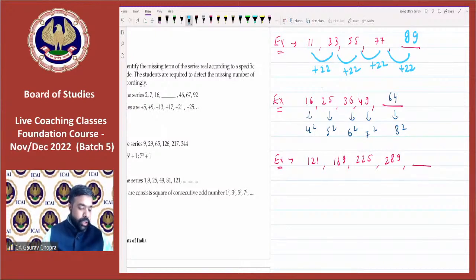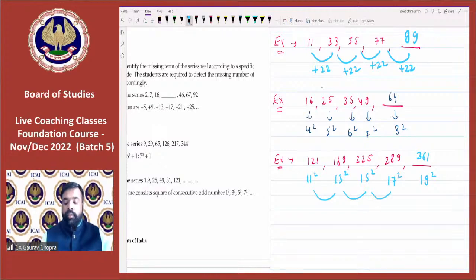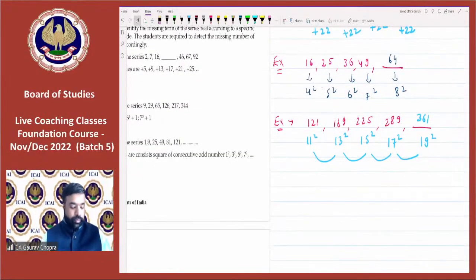Yes. So Rajesh Nath has given the answer 361. Gunshita again 361. Sehajpreet 361. Aditi is saying 341. And Pranav, Lakshita, Aditya 361. So almost everyone is saying 361. So this time, what was the logic? This is 11 square, then 13 square, 15 square, 17 square. So next number will be 19 square. So we are having alternate numbers with square. All right.